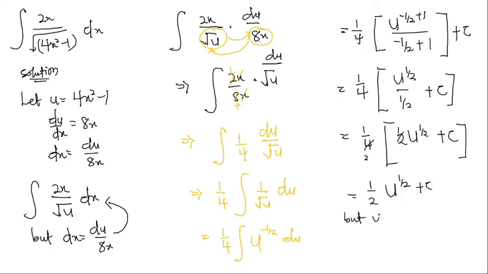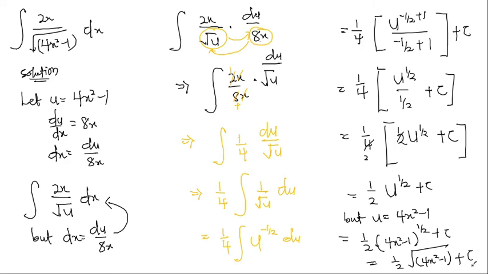But remember, we said u is equal to 4x squared minus 1. So if we substitute that back, we have half, then in bracket 4x squared minus 1 raised to the power half plus c. And we can finally write this as 1 over 2 the root of 4x squared minus 1 plus c as our answer for integrating this function.